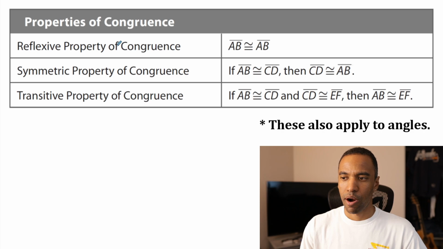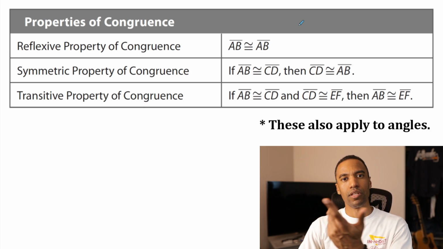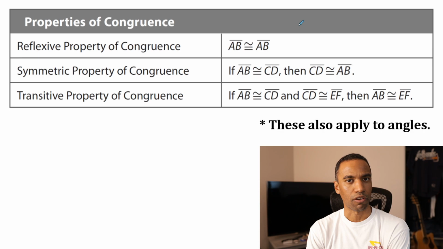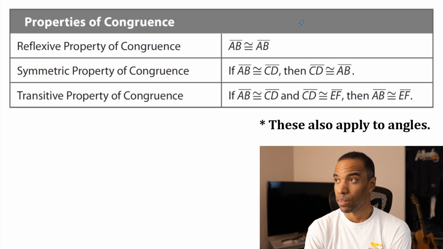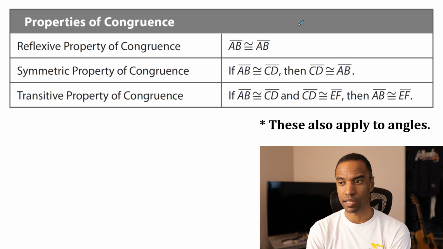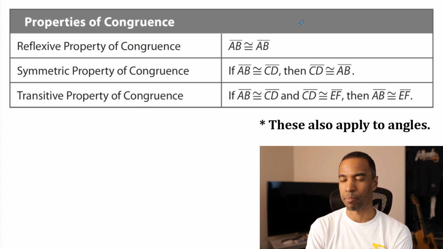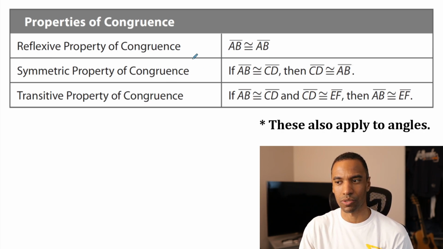Okay, the reflexive property of congruence. Now, here's a statement for it that says segment AB is congruent to segment AB. To you, it's a way of saying that a segment is congruent to itself, and you'd be right. It is stating that a segment is congruent to itself. And you're like, well, no, duh. Why would I ever have to talk about the reflexive property of congruence? I know a segment's congruent to itself.